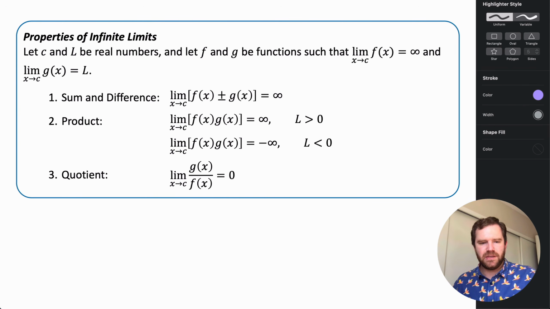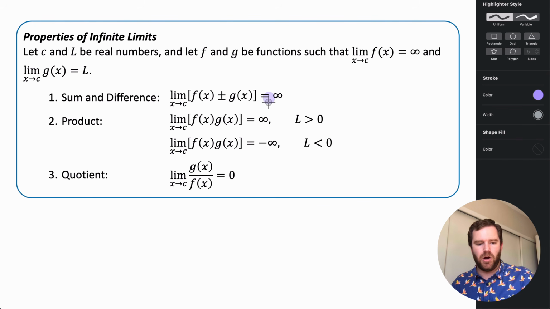So there are a few properties of limits, and these ones are properties that involve an infinity. So if we let c and L be real numbers, and f and g be functions such that the limit as x approaches c of f of x is infinity, and the limit as x approaches c of g of x is L, so f has an infinite limit and g has a finite limit, these properties hold. So the sum and difference property, basically if you add a finite limit to an infinite limit, your limit's infinity, right?